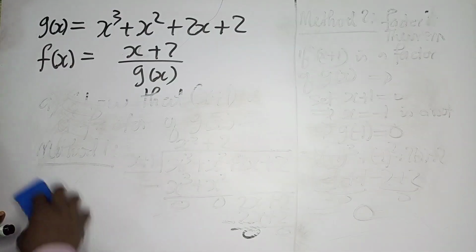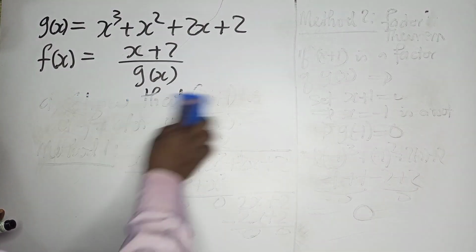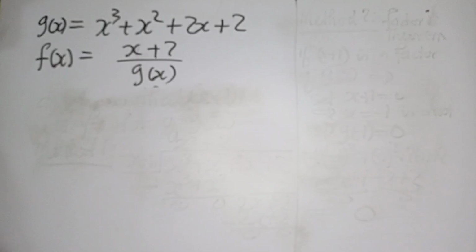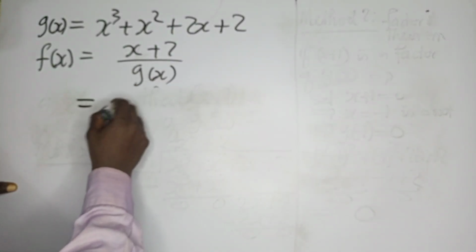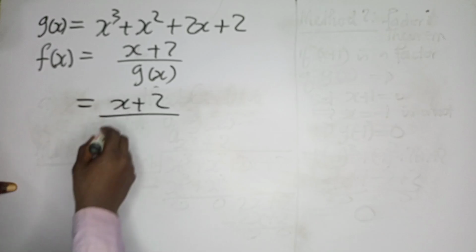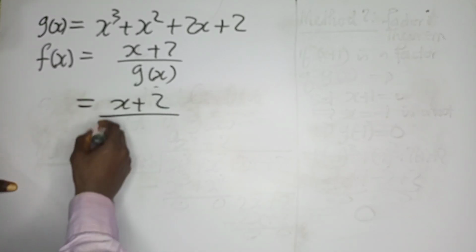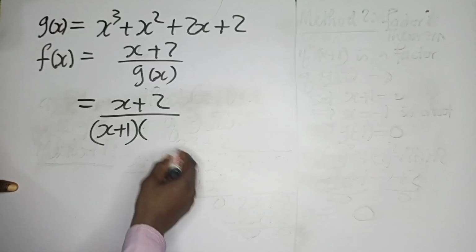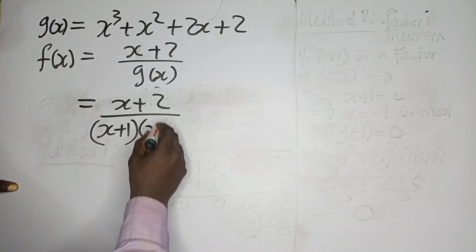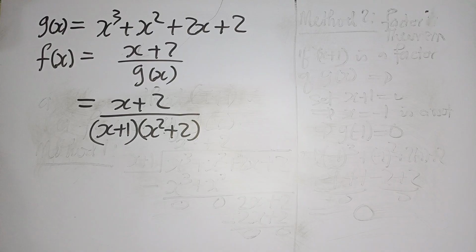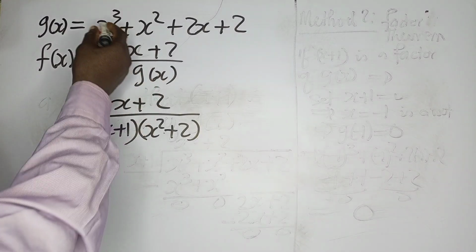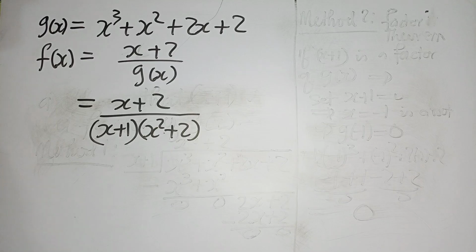Express f of x as partial fractions. Now this is f of x. It is equal to x plus 2. Earlier on, we found that x plus 1 was a factor of g of x. And when we carried out the Euclidean division, we had x squared plus 2 as the quotient. So g of x factorized out as this.